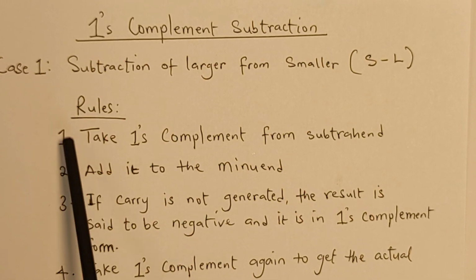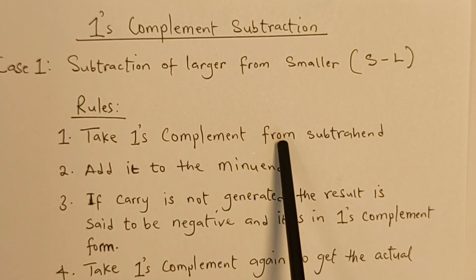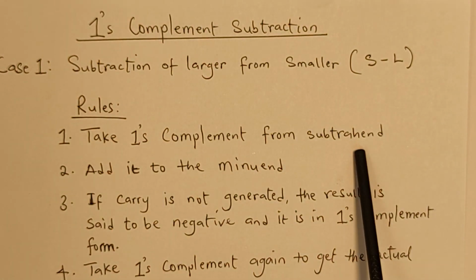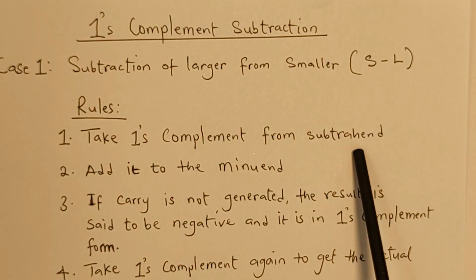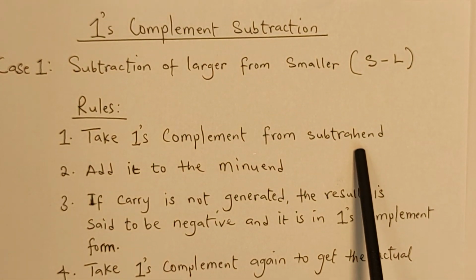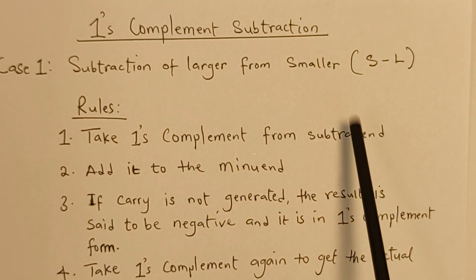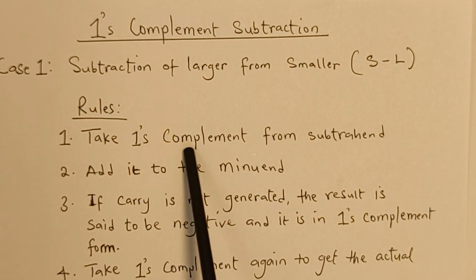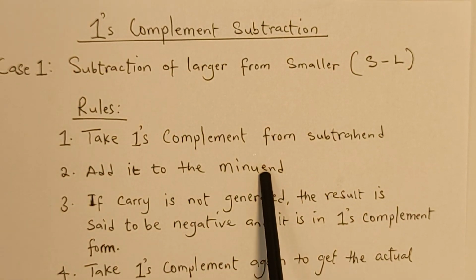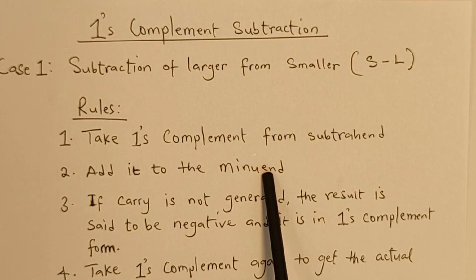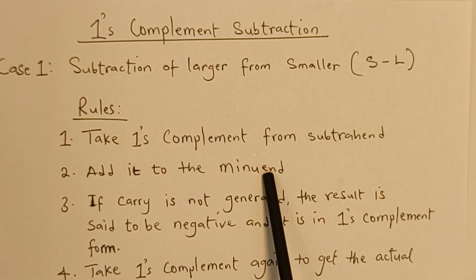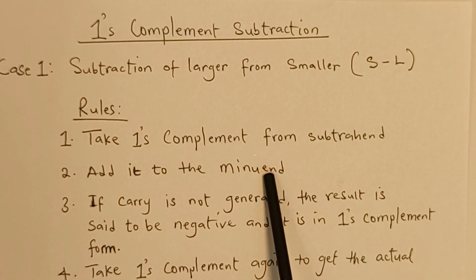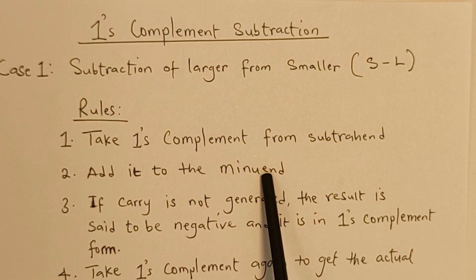Now, rule number 1, you need to take the 1's complement of the subtrahend. Remember what subtrahend means. Subtrahend is actually the number that needs to be subtracted from another number. So that is the subtrahend. Now, rule number 2 says add whatever you have gotten, which is the 1's complement, to the minuend. The minuend is nothing but the value from which we need to subtract another number. So that is the minuend.